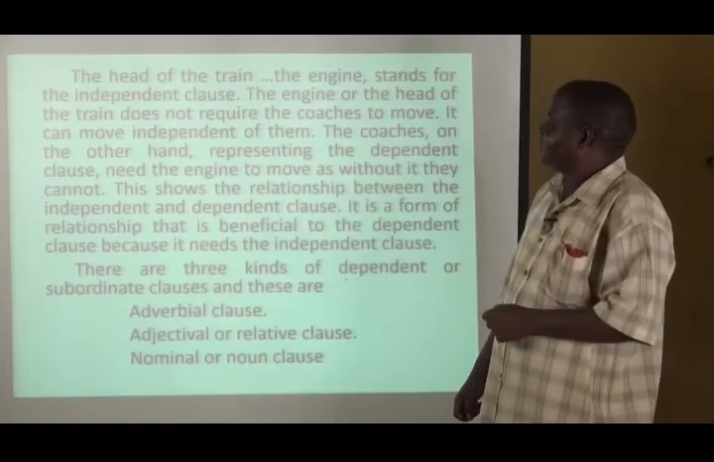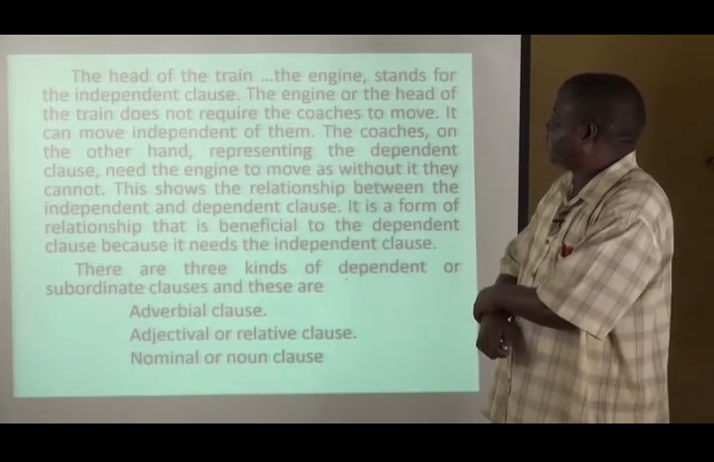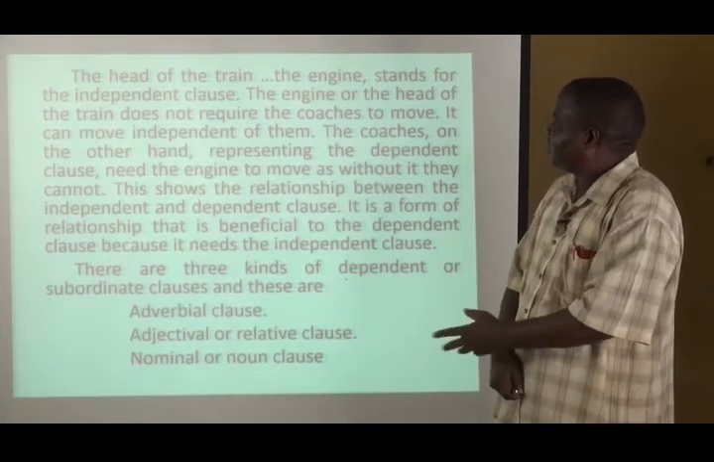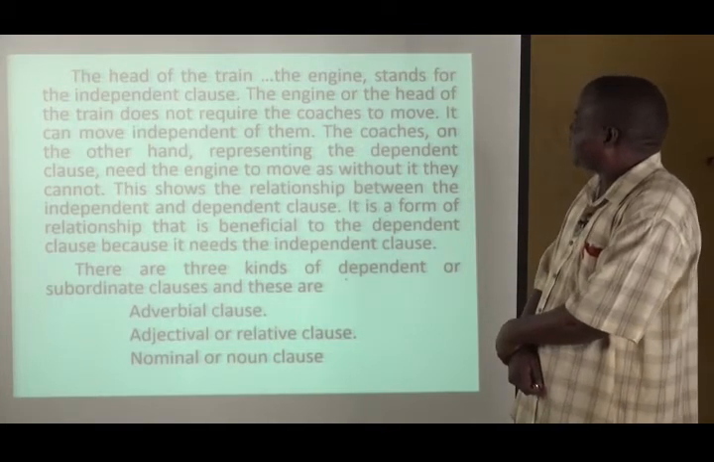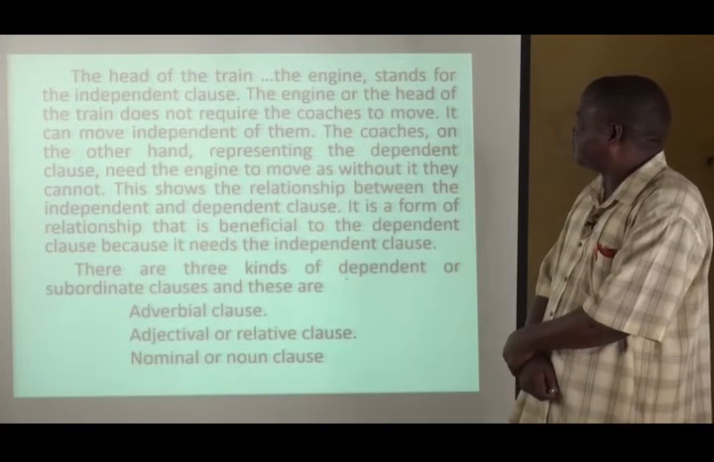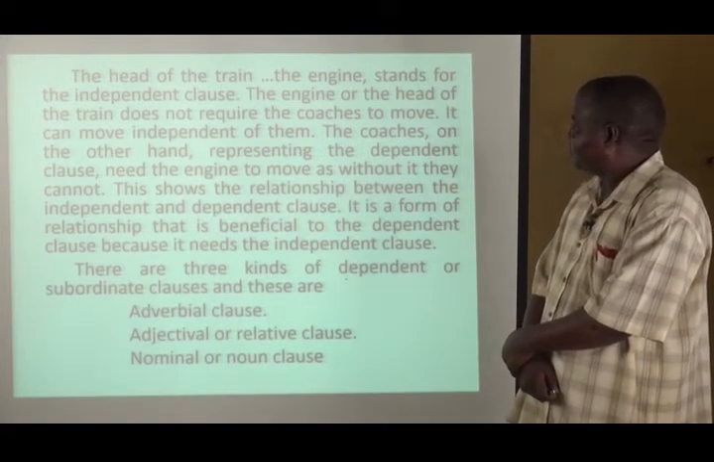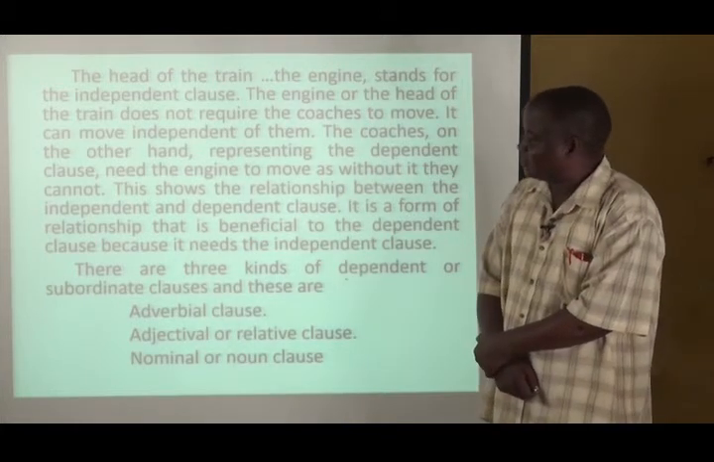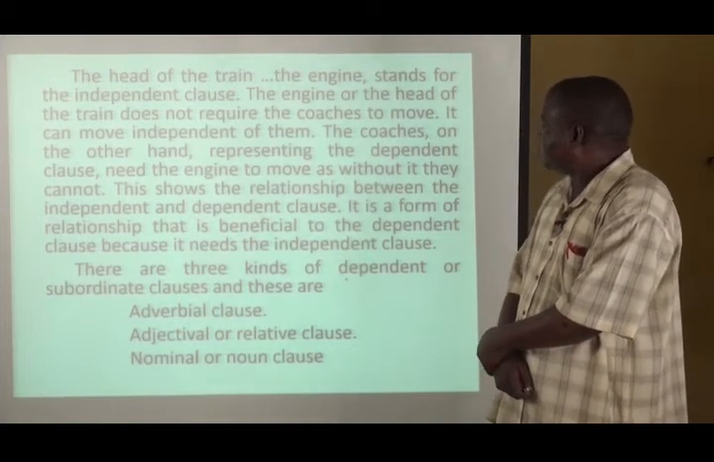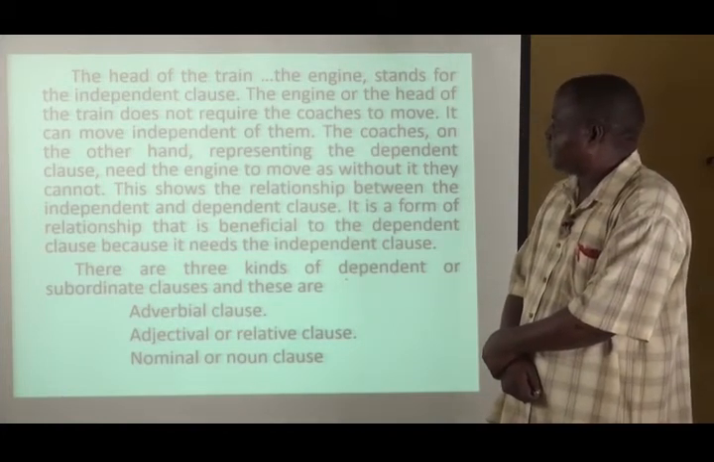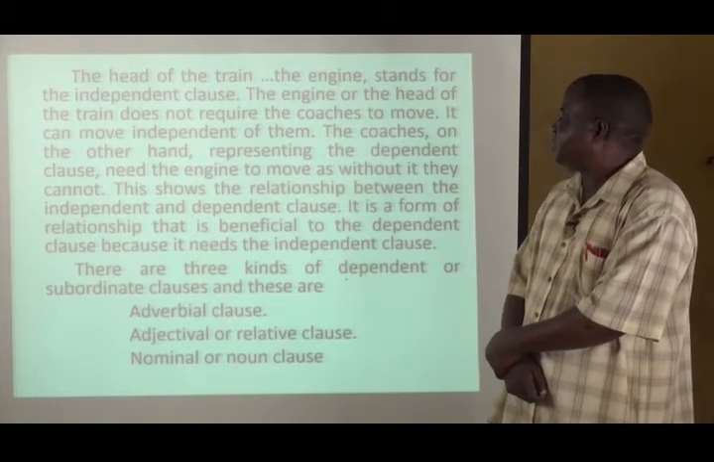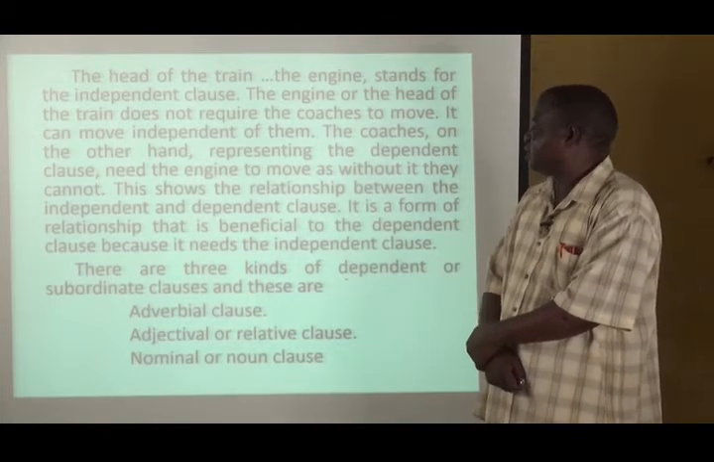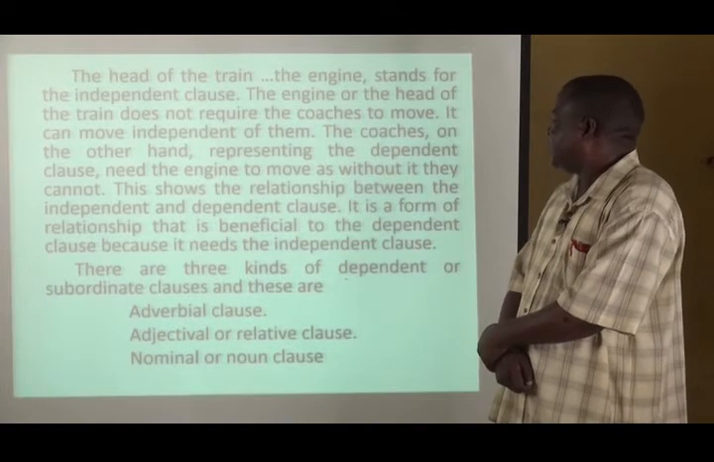Now this explains what we saw in the diagram above. The head of the train, that is the engine, stands for the independent clause. The engine or the head of the train does not require the coaches to move. It can move independent of them. The coaches, on the other hand, represent the dependent clause. They need the engine to move, as without it, they cannot. This shows the relationship between the independent and dependent clause. It is a form of relationship that is beneficial to the dependent clause because it needs the independent clause to make sense.